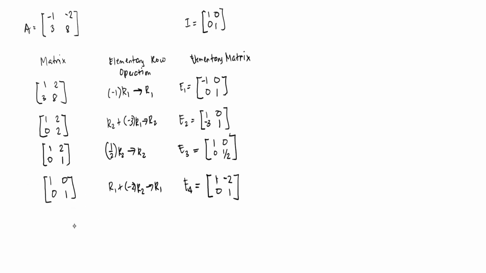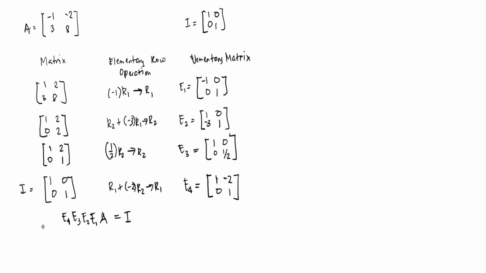So, from the previous discussion, this means that we have E sub 4 times E sub 3 times E sub 2 times E sub 1 times the original given matrix, which is our A, is just equal to the identity matrix of order 2. So we have equal to I.